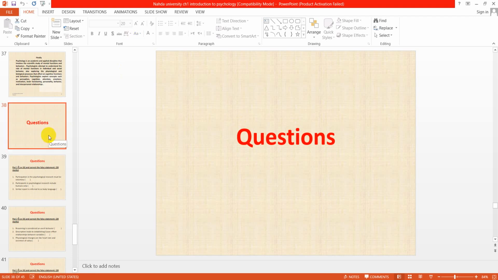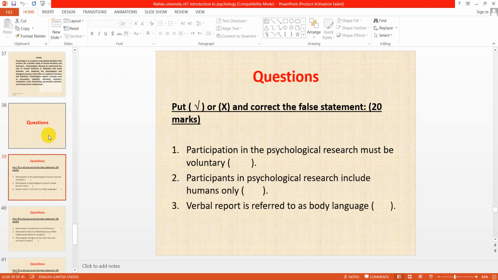Question number 1. Put true or false and correct the false statements. Number 1: Participation in psychological research must be voluntary. Number 2: Participants in psychological research include humans only.